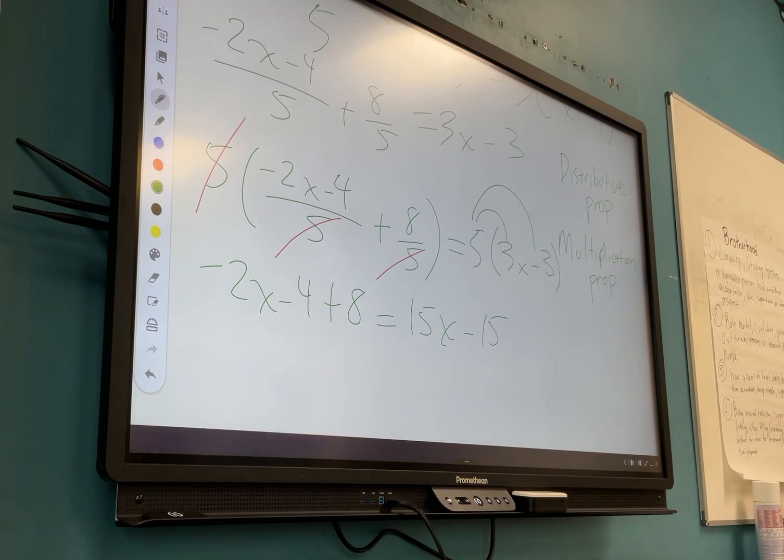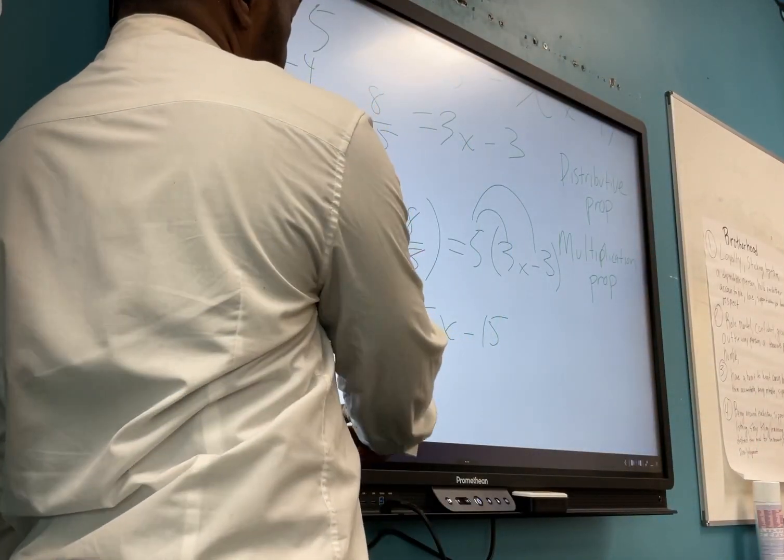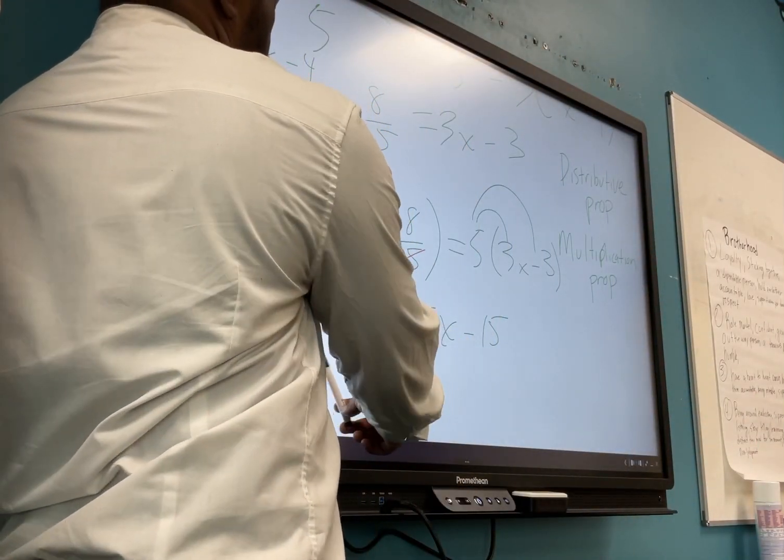Okay? So before we apply the next property, what do we need to do? What's the next step? Combine like terms. What are the like terms? 15 and 4. 15, 4, and what else? The 8. All right? But we want to focus on this side first. Okay? So we got negative 4 and 8. That's like terms. We got negative 4 plus 8.